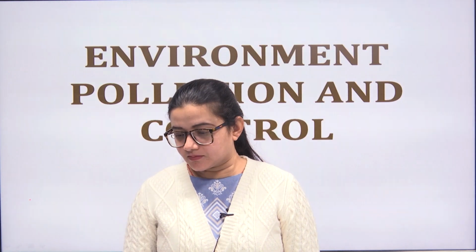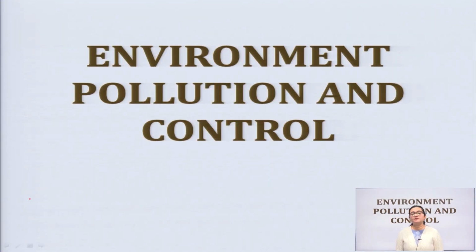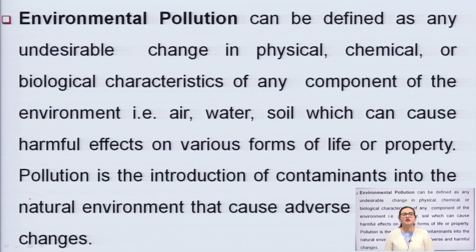Dear students, today we will study environmental sciences and what is environmental pollution in it. Environmental pollution and control. Firstly, we will study what we mean by environmental pollution and how we can control it. Environmental pollution can be defined as any undesirable change in physical, chemical or biological characteristic of any component of environment.